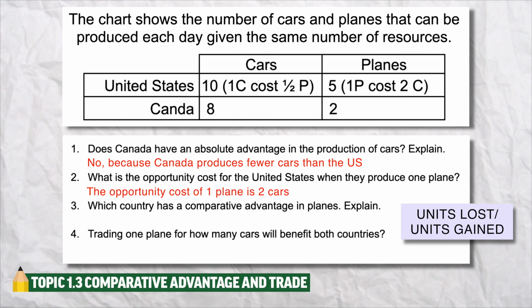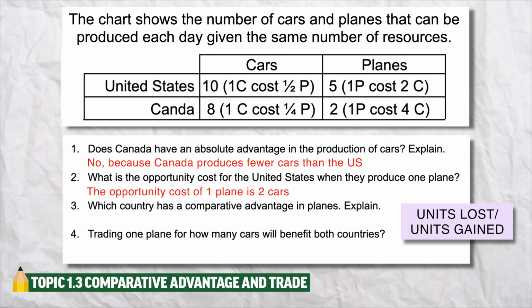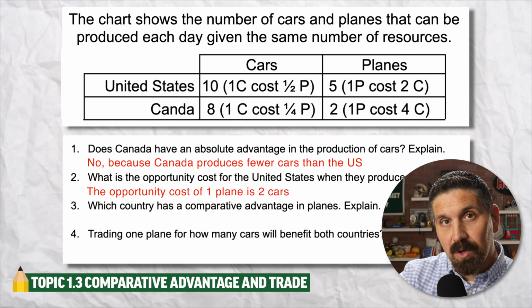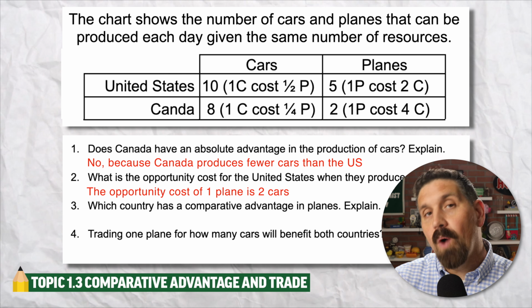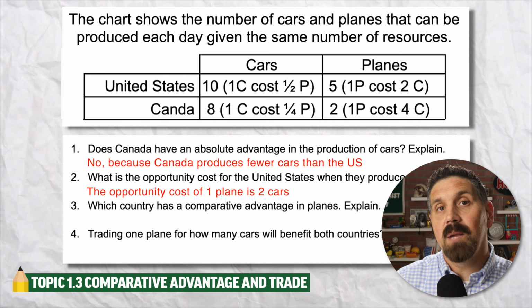Again, what you're calculating is called per unit opportunity cost. Now let's do the same thing for Canada. For Canada, each car costs 1/4 a plane, and each plane costs 4 cars. By the way, notice they're always a reciprocal. If one's 4, the other one's going to be 1/4. If one's 10, the other one's going to be 1/10.